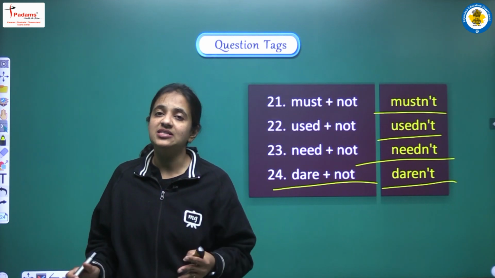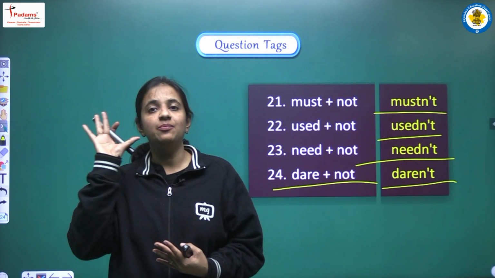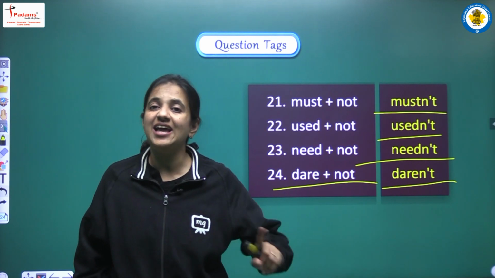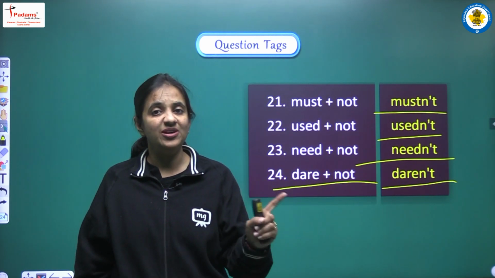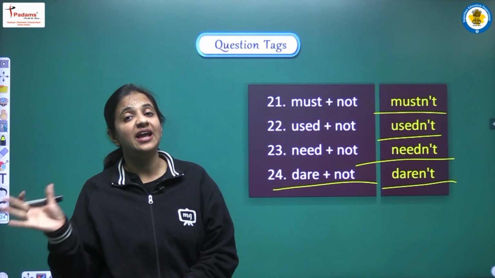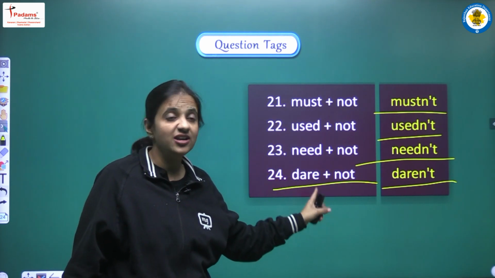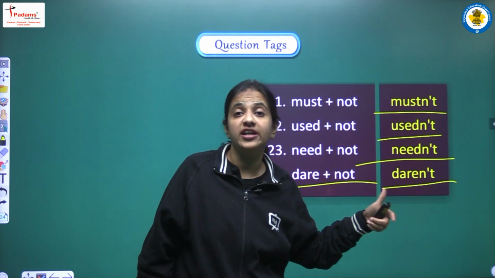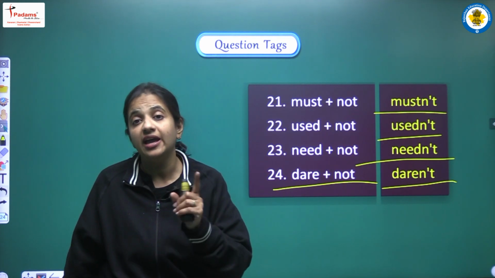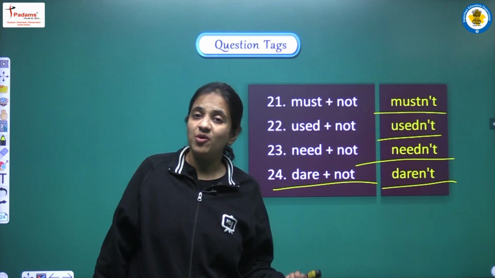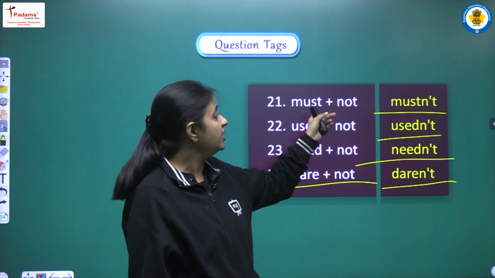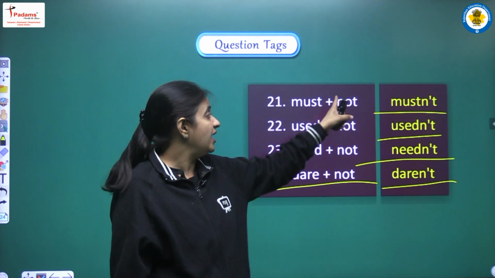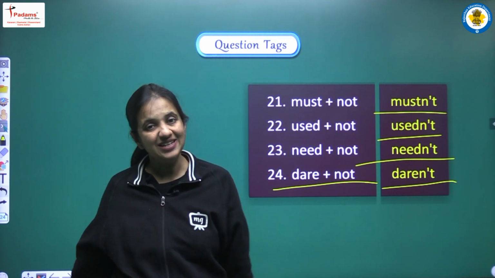It's very simple. Always do vice versa. If we are having a positive sentence, then make a negative tag. If you are having a negative sentence, then make a positive tag. So whenever you are having a positive sentence, the tag will be negative, and in the negative tag you have to add not, and then write the short form, or we can say the contractive form. But if you already have a negative sentence, then the tag will be positive, and then you have to write only the positive form like must, used, need and dare. Then you don't need to add not also, okay?